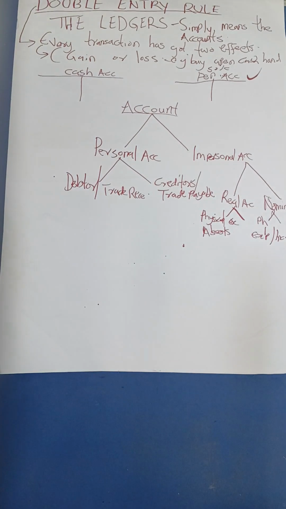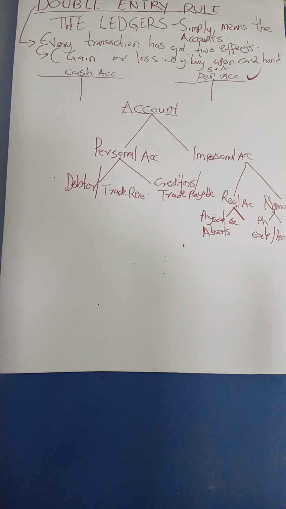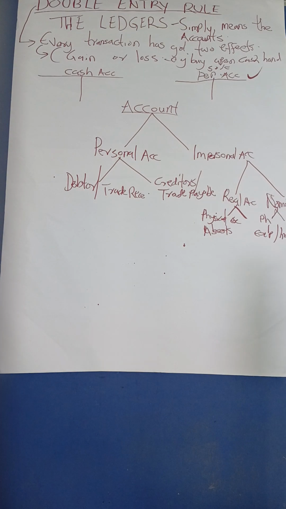So we'll have something like maybe rent account. We'll be having maybe a wages account, salaries account. When you open that account, just know in your mind that it is called a nominal account. That is a nominal account. Good.